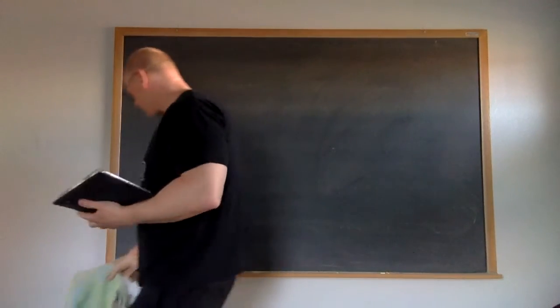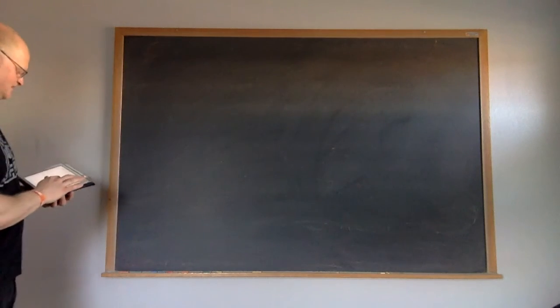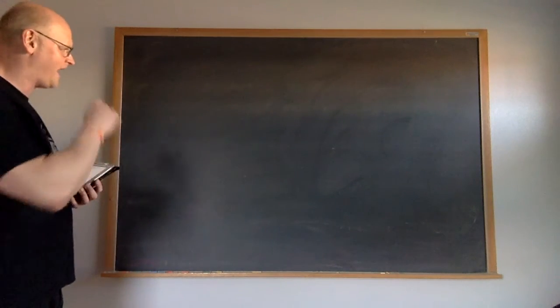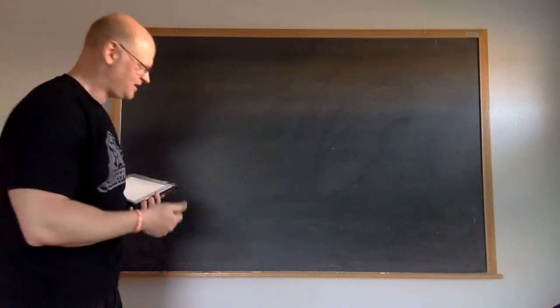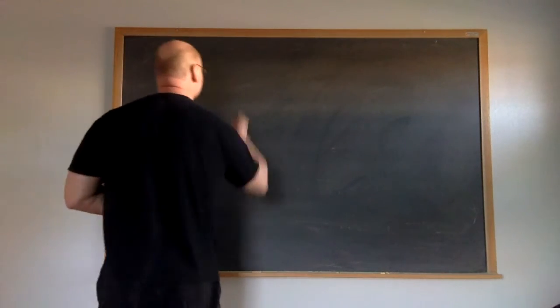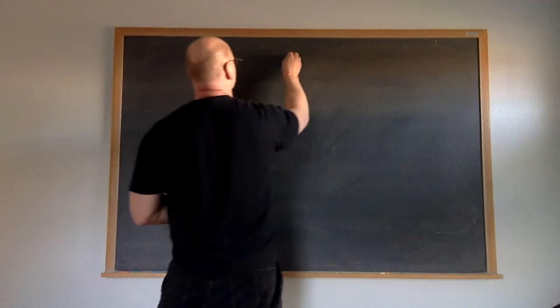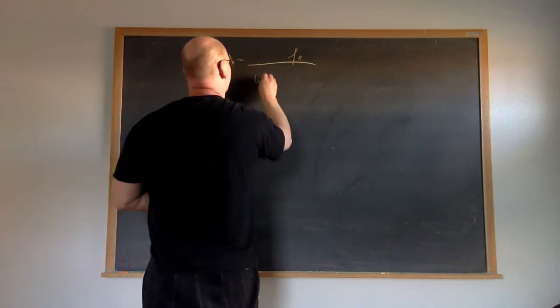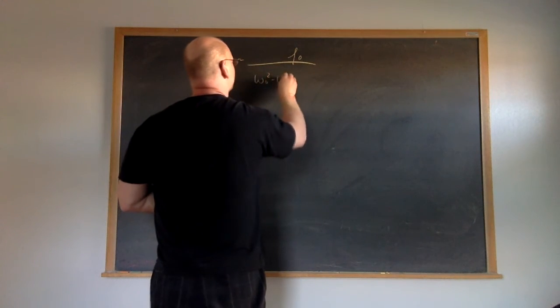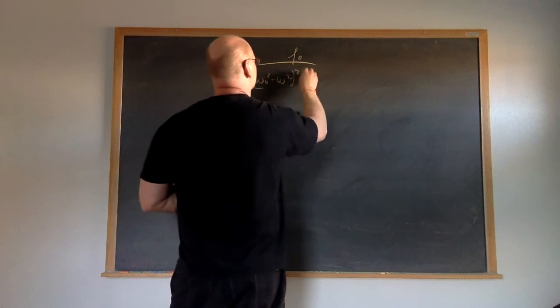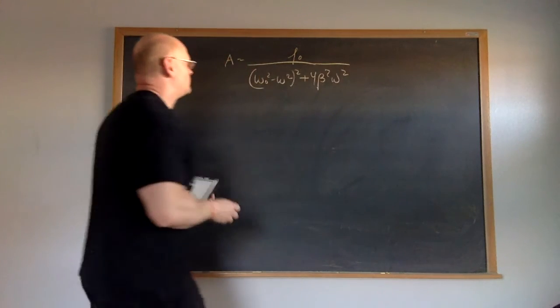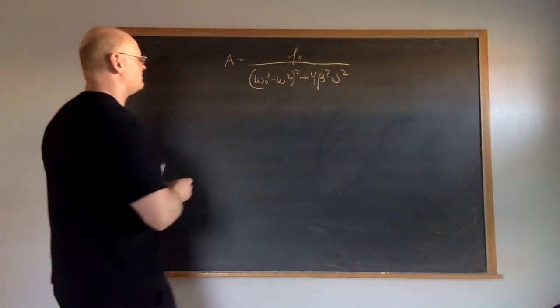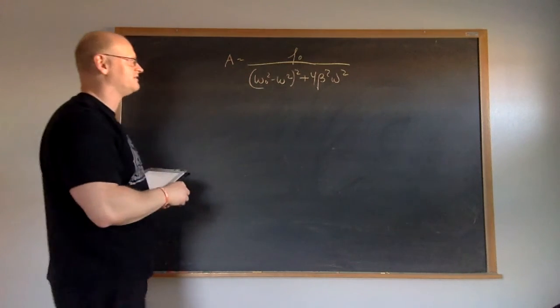Now, for particular values of omega, this thing will have different values of A. Remember, A was dependent on omega in 2 different places. So let's rewrite what A is. Again, A was equal to F0 divided by omega 0 squared minus omega squared plus 4 times beta squared omega squared. So basically, for different values of omega, A is going to have different values.